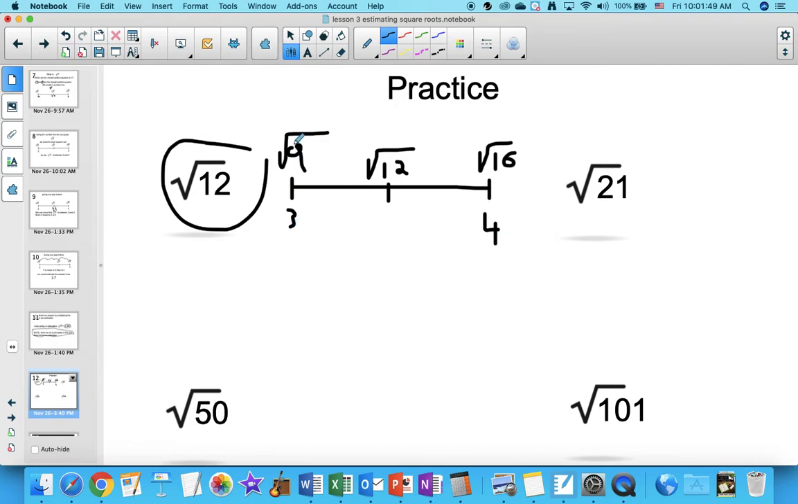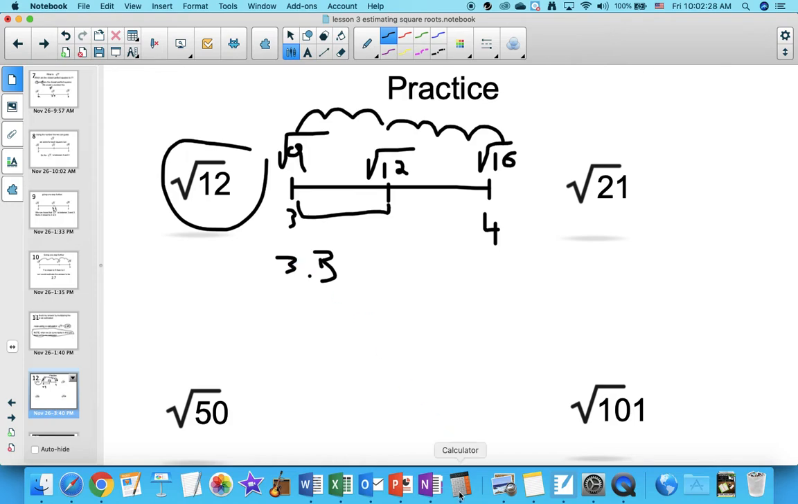Okay, well, which is it closer to? Is it closer to 9 or is it closer to 16? Well, let's start here. 9, 10, 11, 12. It's 3 steps away. Okay, 16, 15, 14, 13, 12. So it's 4 steps away from 16, but 3 steps away from 9, meaning that it's probably closer to the 3 side. So it's not going to be 3.5. I'm going to say 3.3.